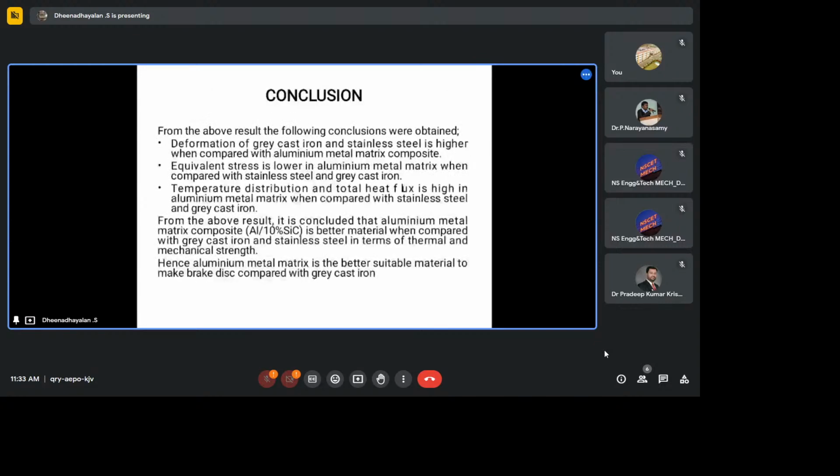The deformation of gray cast iron and stainless steel is higher compared to aluminum metal matrix. Equivalent stress is lower in aluminum metal matrix compared to stainless steel and gray cast iron. Total heat flux is high in aluminum metal matrix compared to stainless steel and gray cast iron.